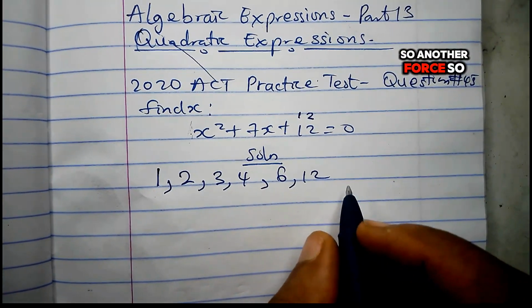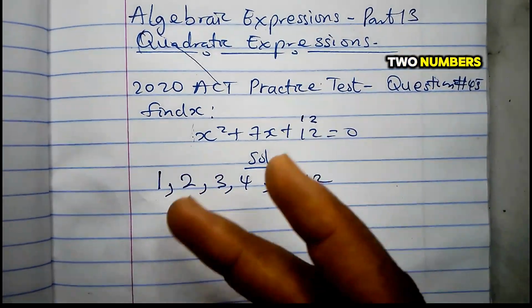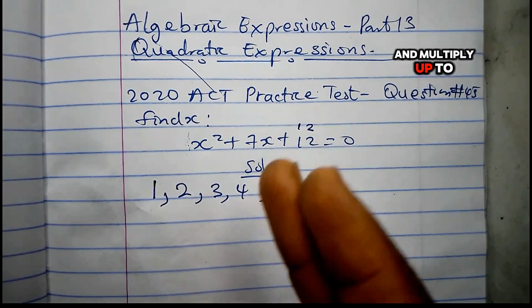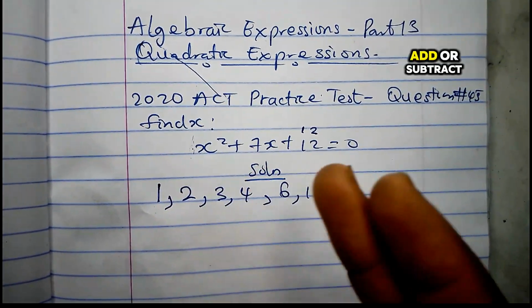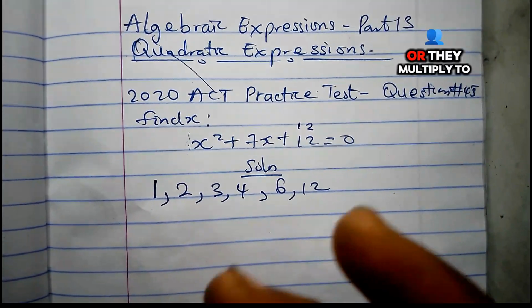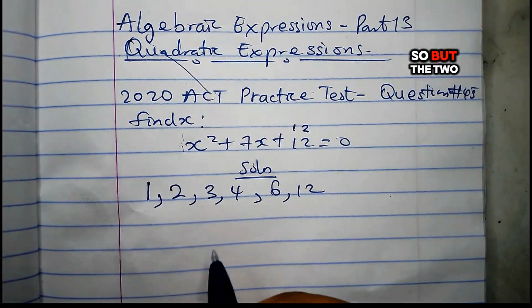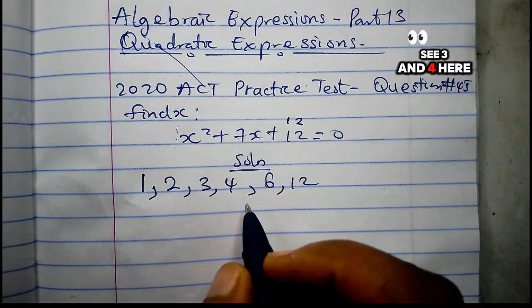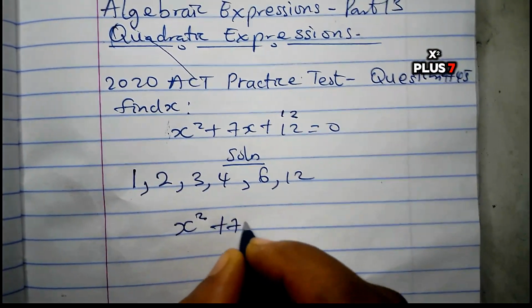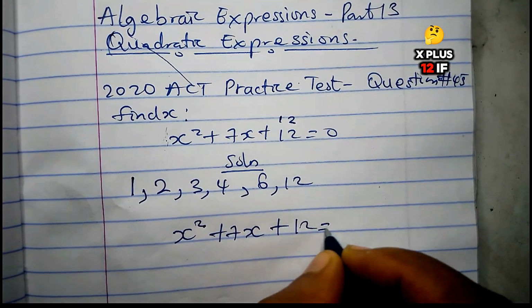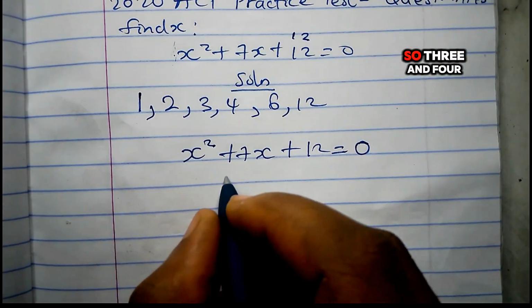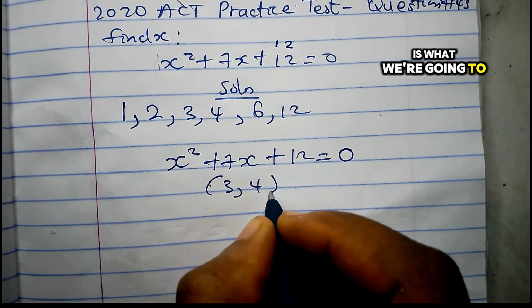Now we have to find 2 numbers that can add up to give us 7 and multiply to give us 12. As we can see, 3 and 4. So let's rewrite the equation: x squared plus 7x plus 12. If we add 3 and 4, we get 7, and if we multiply 3 and 4, we get 12. So 3 and 4 is what we're going to be using for this question.